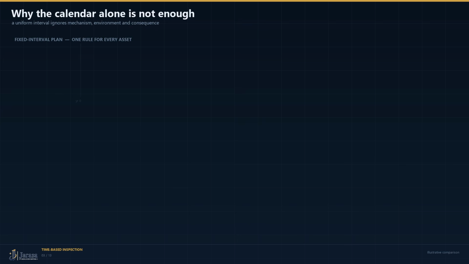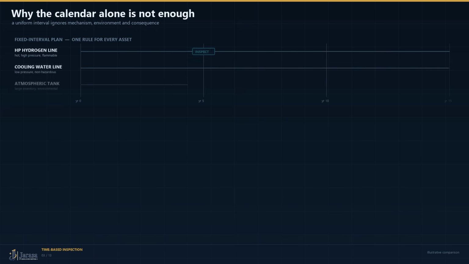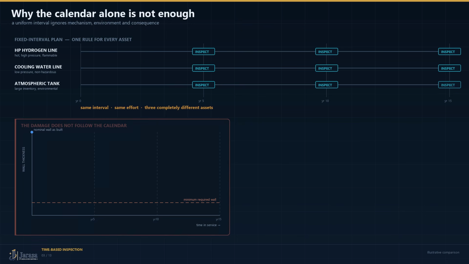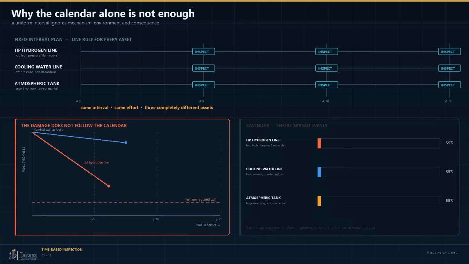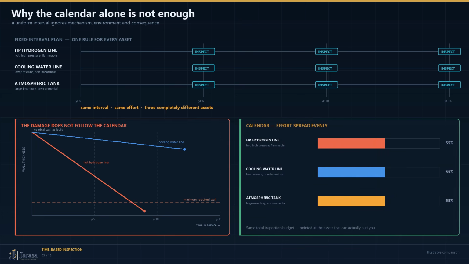For decades, inspection ran on the calendar. Every vessel on a fixed interval. Every line on a fixed interval. It is simple and it is auditable, but it treats a hot hydrogen line and a cooling water line as though they were the same asset. They are not. They see different damage mechanisms, at different rates, with wildly different consequences. So a uniform interval over-inspects assets that could never hurt anyone, and under-inspects the few that can. It spreads effort evenly, and leaves blind spots exactly where you cannot afford them.